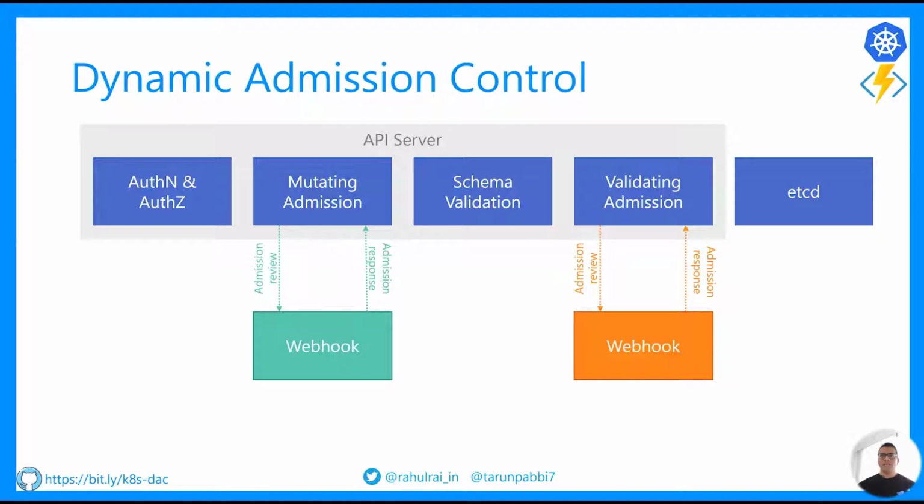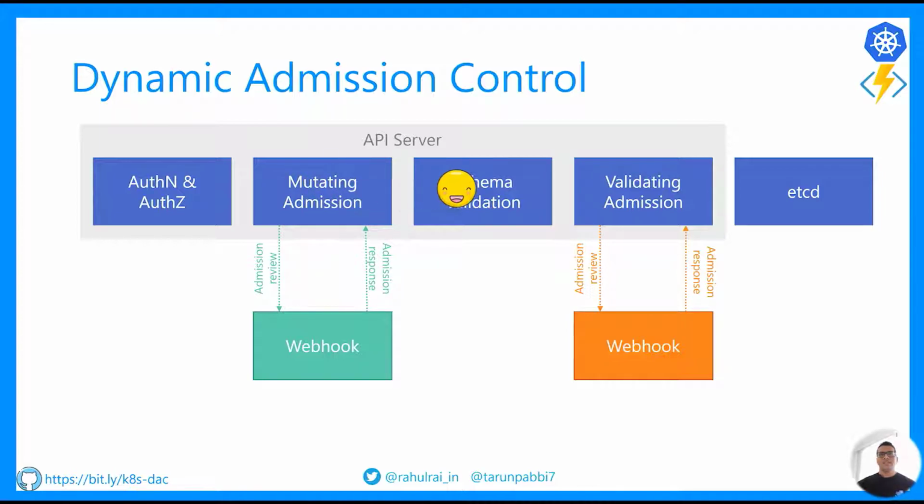The only type of dynamic admission control is admission webhooks, which receive admission requests via HTTP callbacks. Here you can see how the admission controller sends an admission review HTTP request to the dynamic admission webhook and receives an admission response HTTP response from it.